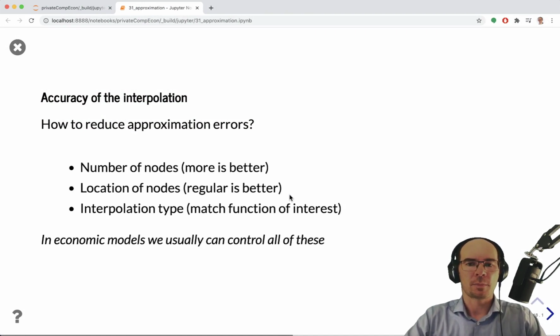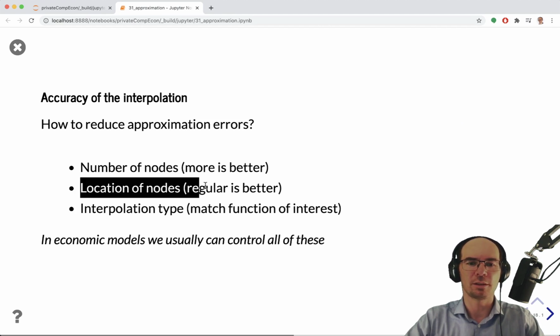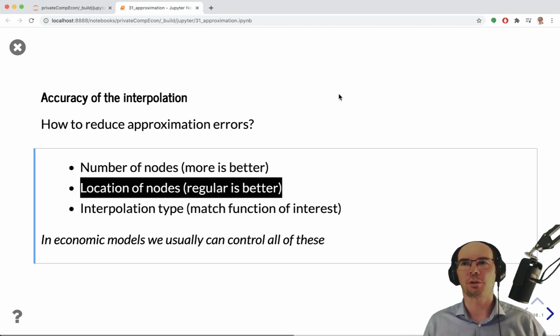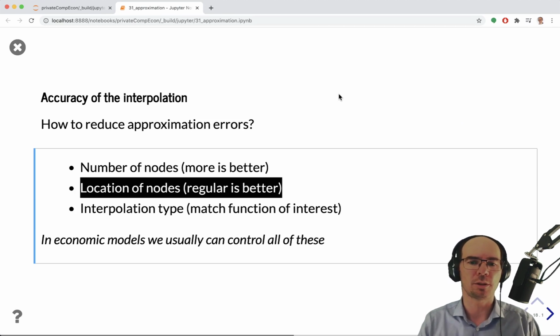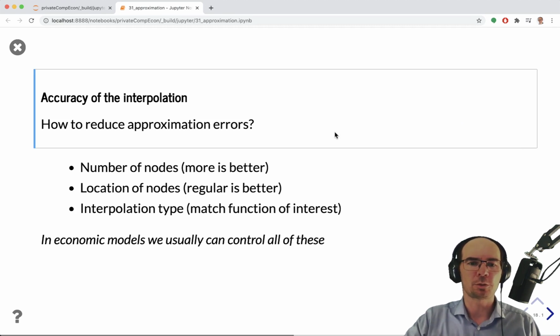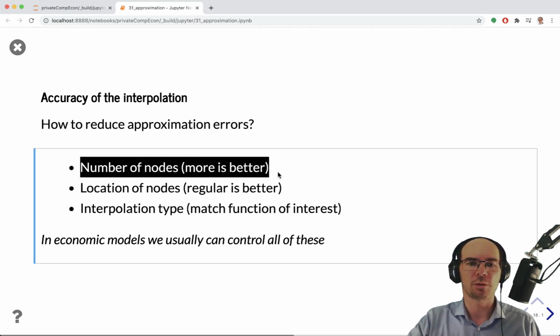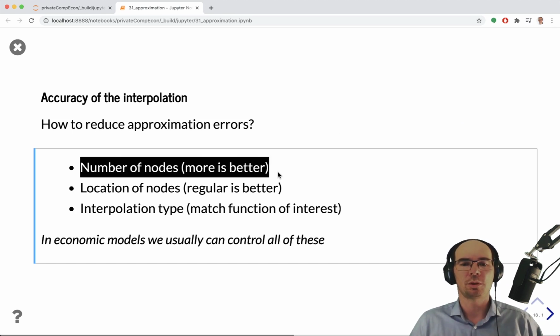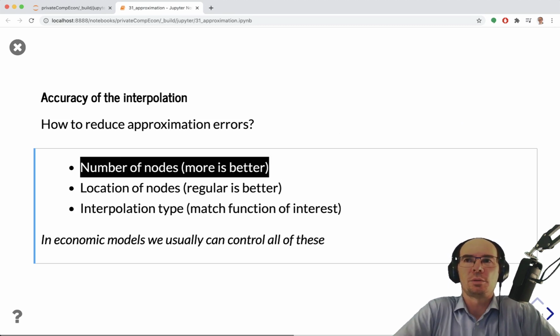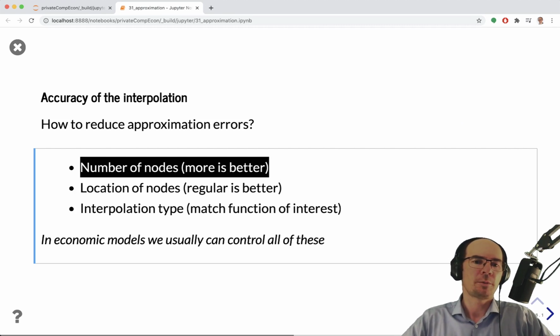All right. So as we just talked about, the type of interpolation or the location of the nodes, that's what we talked about just now, where regular appears to be a better choice than irregular locations for the grid points. Now, of course, I guess many of you thought about the number of nodes. As you increase the number of nodes used to create the interpolation function, the accuracy should increase as well. And that's actually the case.